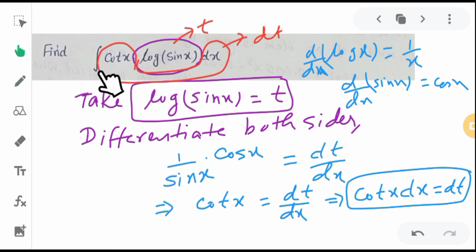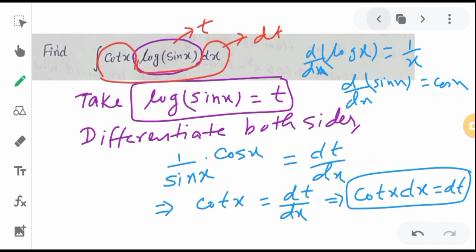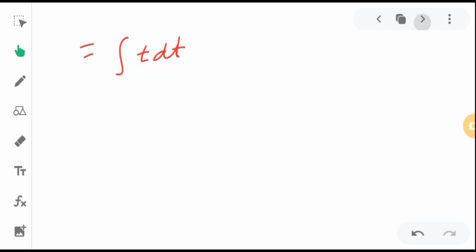So can I write this as the integration of t into dt, correct? This will reduce to the integration of t into dt. How t into dt? Because log sin x is t, and cot x into dx is nothing but dt. So I replace cot x into dx with dt and log of sin x with t. So it reduced like this.